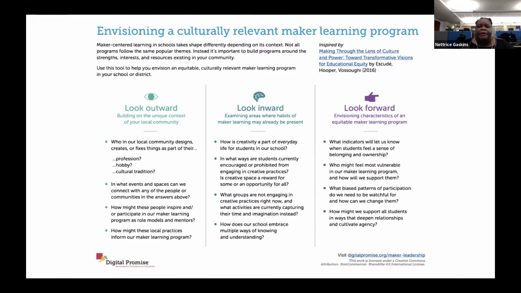And looking inward, there may be habits of maker learning that are already present, where students are already involved in clubs or other types of groups or activities where they're doing things that can be considered making. And then looking forward is what indicators will let you know when students feel a sense of belonging, ownership.